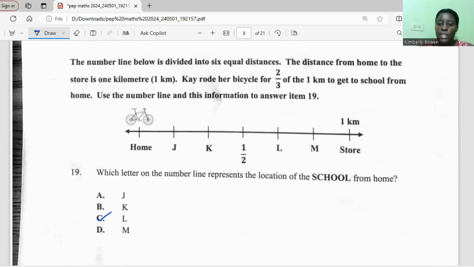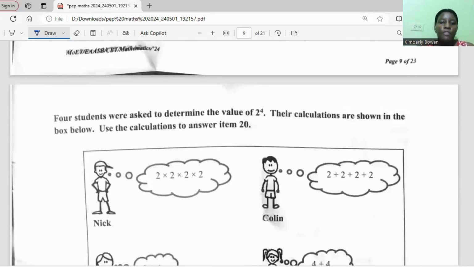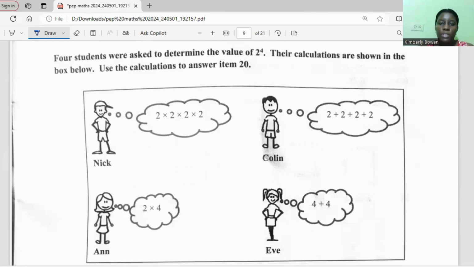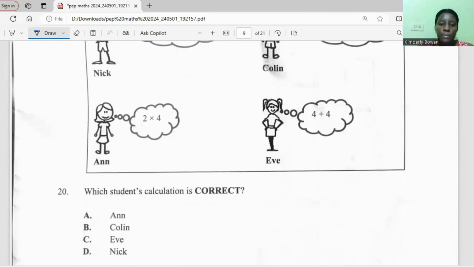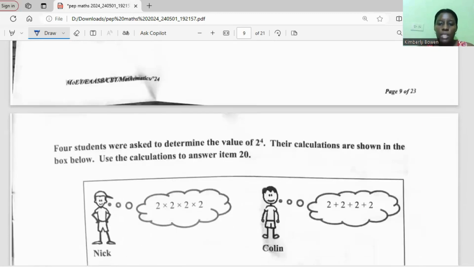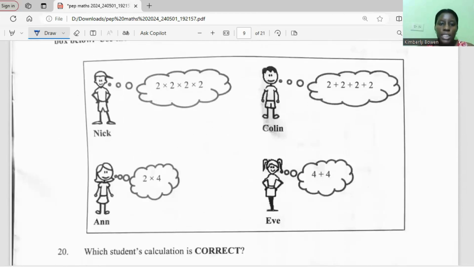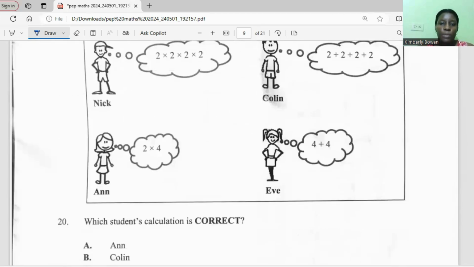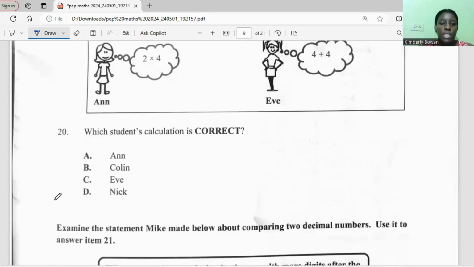And the final question for this video, 4 students were asked to determine the value of 2 to the 4th power. Their calculations are shown in the box below. Use the calculations to answer item 20. I think we've seen a repeated question, or if it's not this, it's something similar. The correct answer is me, because 2 to the 4th power means 2 multiplied by 2 multiplied by 2 multiplied by 2. That's Nick.